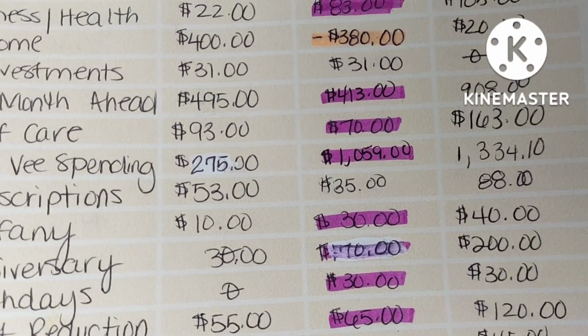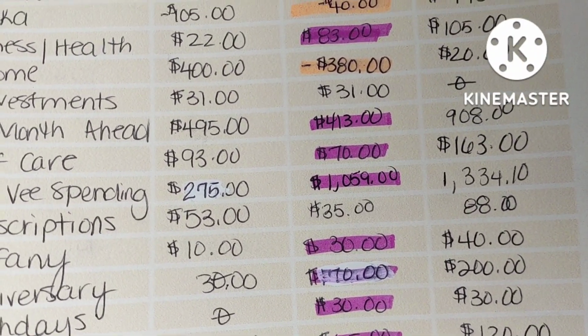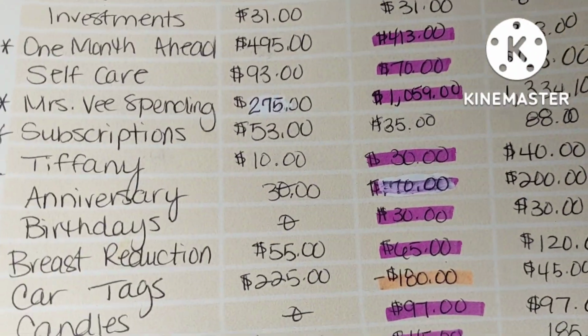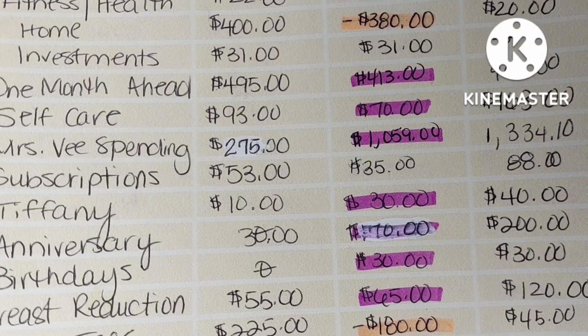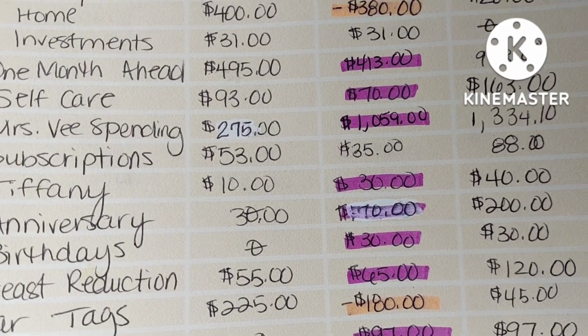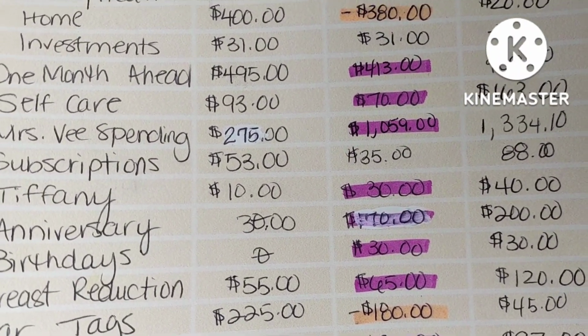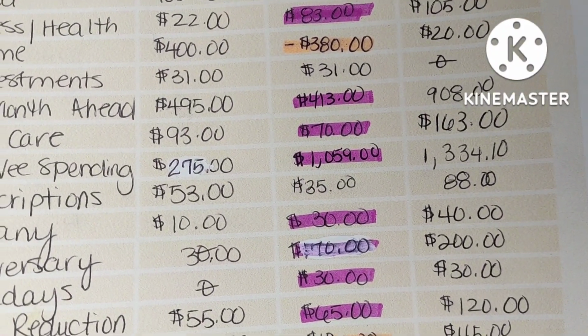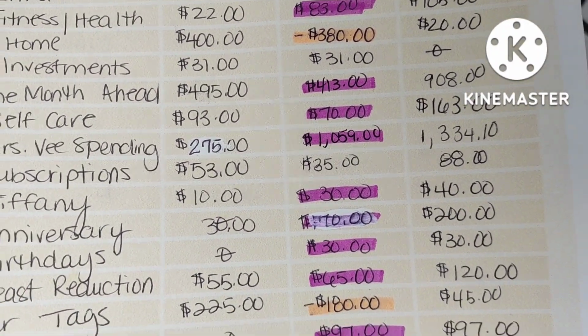And birthdays, this is a new category. I didn't have anything at the end of quarter two, and now I have $30. My granddaughter's breast reduction, I'm trying to save up $250 to help with the deductible. I ended with $55, and I now have $120, so that's a difference of $65.